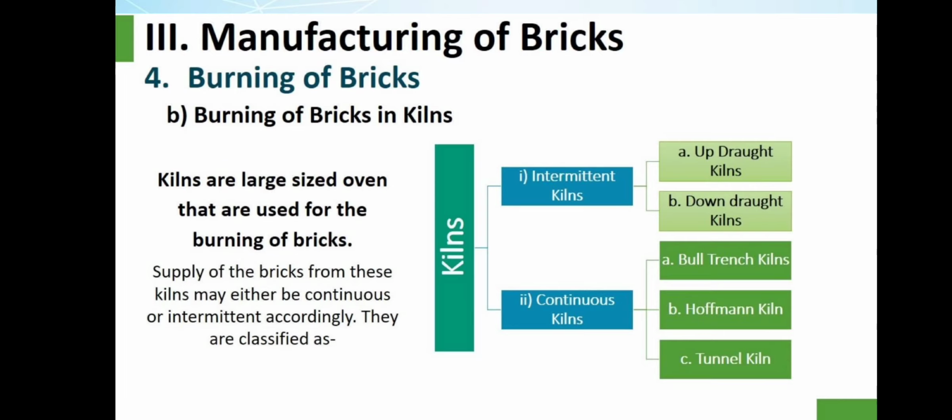Intermittent kilns can be classified into two types: A. Updraft kilns. B. Downdraft kilns. Continuous kilns can be classified into three types: A. Bull trench kilns. B. Hoffman's kilns. C. Tunnel kilns.